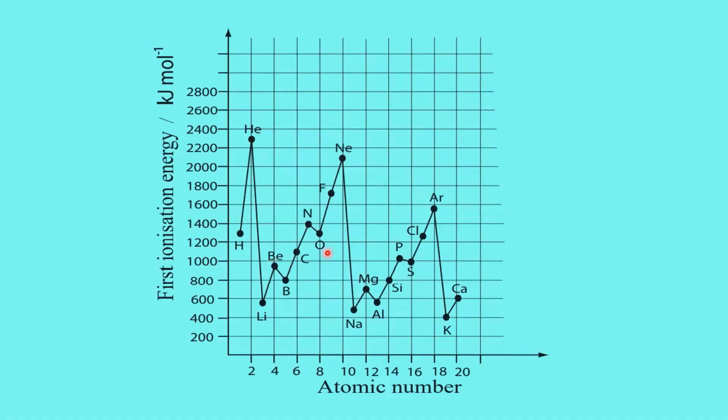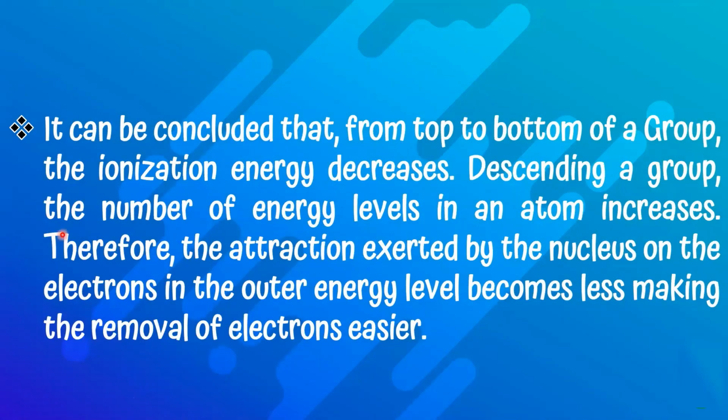This is the first ionization energy graph. I discussed this. It can be concluded that from top to bottom of a group, the ionization energy decreases. Descending a group, the number of energy levels in an atom increases. Therefore, the attraction exerted by the nucleus on the electrons in the outer energy level becomes less, making the removal of electrons easy.